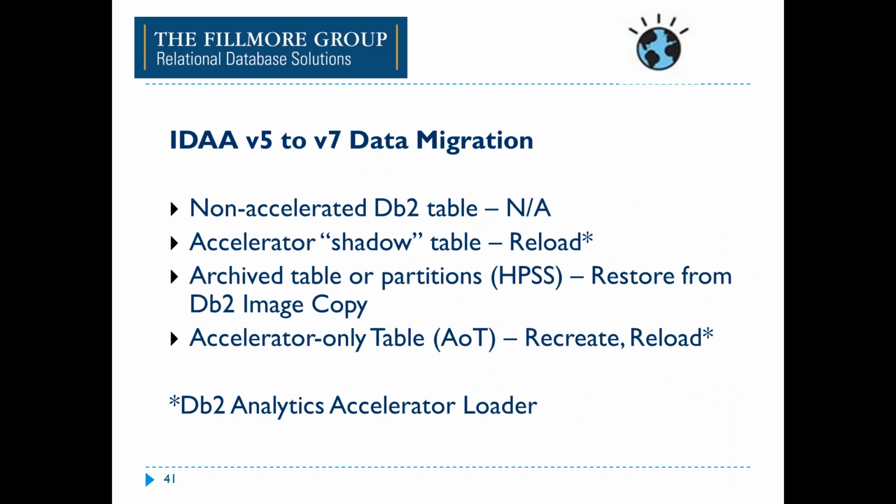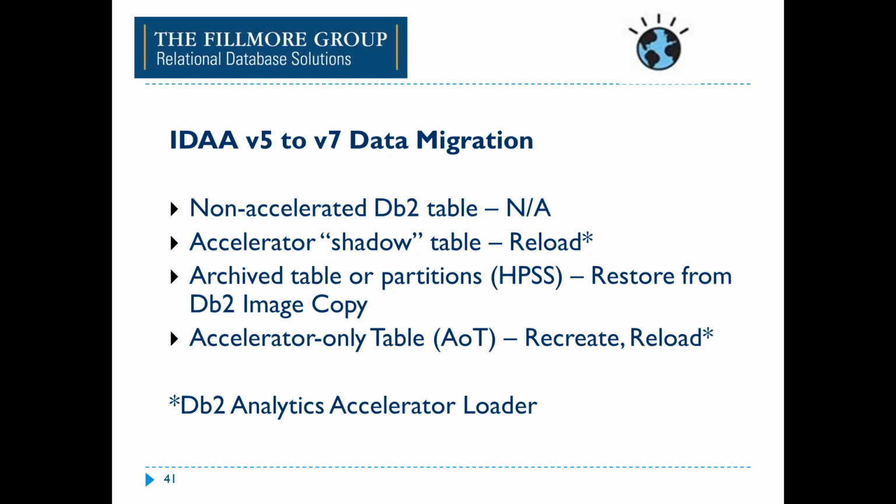Okay, so what do I do to migrate this? Again, there are a lot of great presentations out there with a lot of specifics, but I wanted to give you a high level. If I have a non-accelerated Db2 table, no action required. If I have an accelerator shadow table, the answer is reload. You have to move the data from Db2 for z/OS to the IDAA version 7, but you probably do that anyhow, and you can do that in a coexistence environment. So you still run your queries against V5, with the data that's out there today, while you're loading your terabyte size tables into V7.